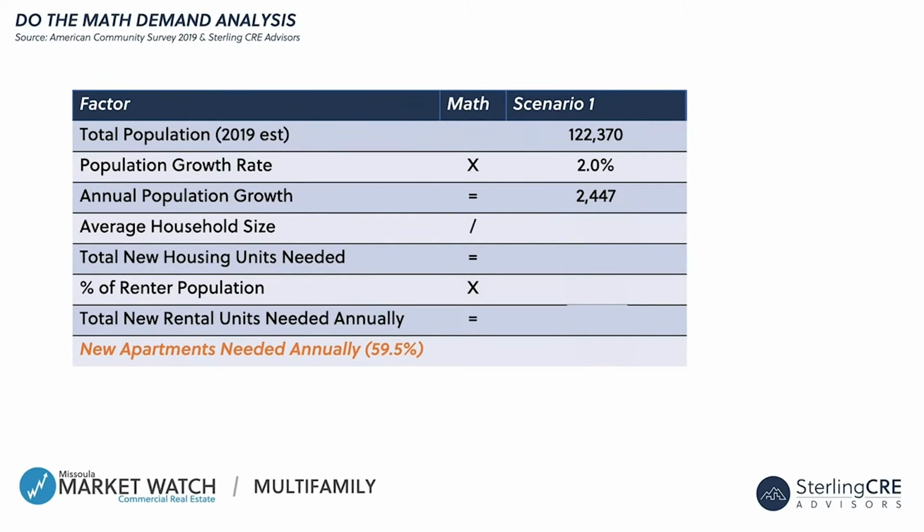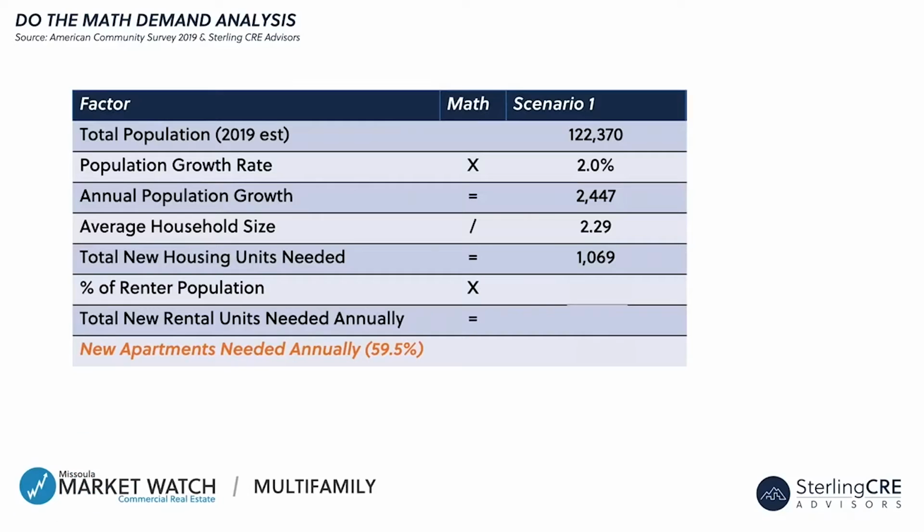2,447 people that would come to Missoula net in 2020. You divide that by the average household size of 2.29, which will tell you that we need, across the board, of all types, 1,069 housing units. So that's single family for sale, multifamily, single family for rent, across the board. You take that number times the percentage of the population that is renters, which last year, 43% is what the American Community Survey tagged the percent of Missoula County that are renters, which will tell you that we need 460 rental units to keep up with demand.